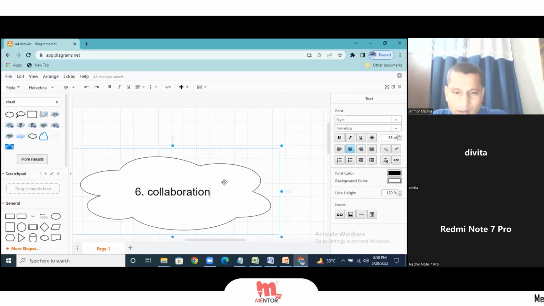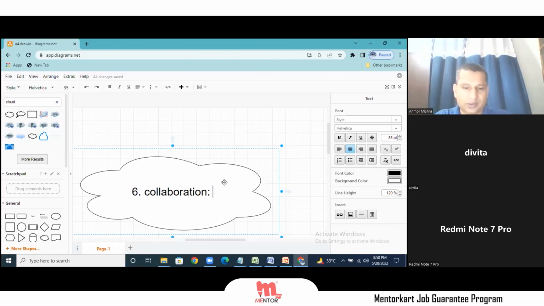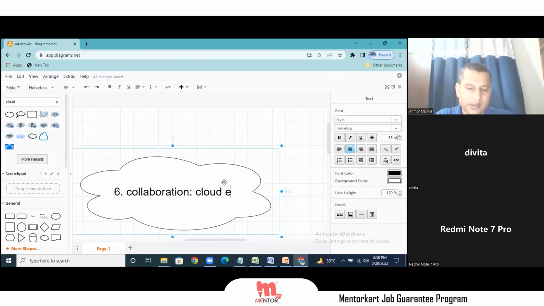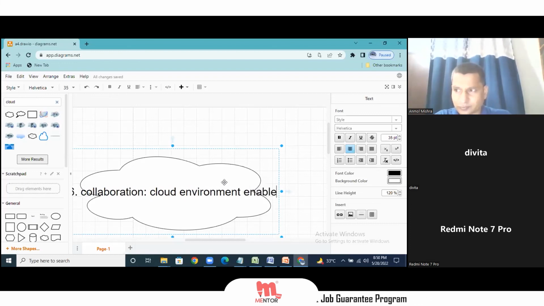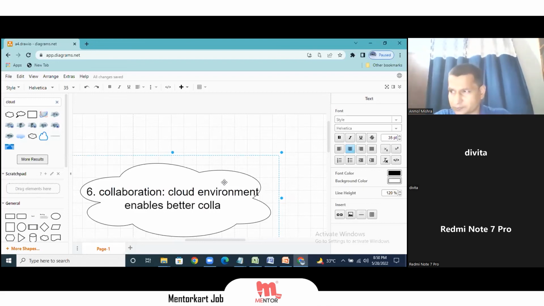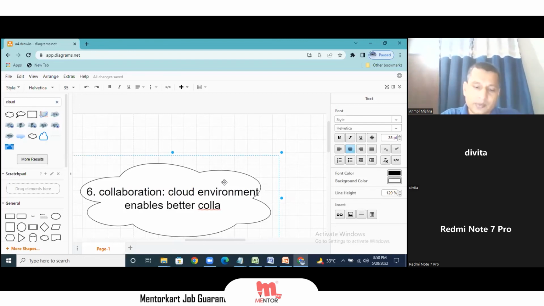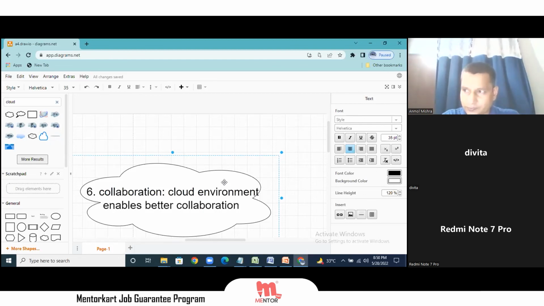So is it clear, or shall I write this sentence? Detailed collaboration. I think just write down this sentence. Cloud environment enables better collaboration.